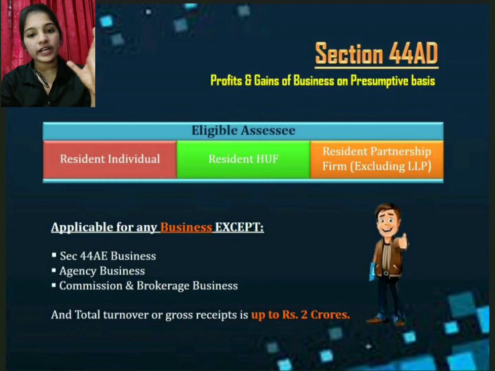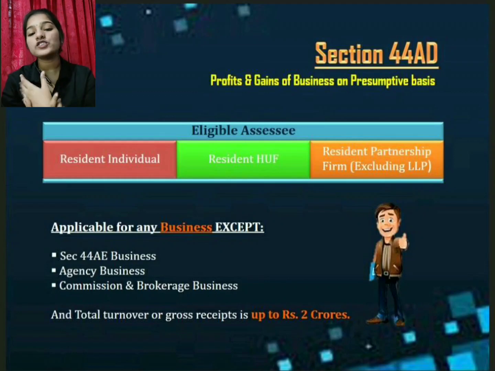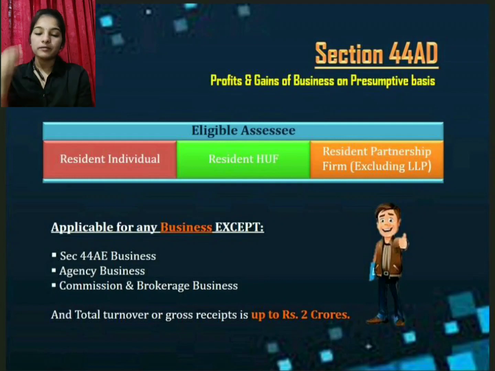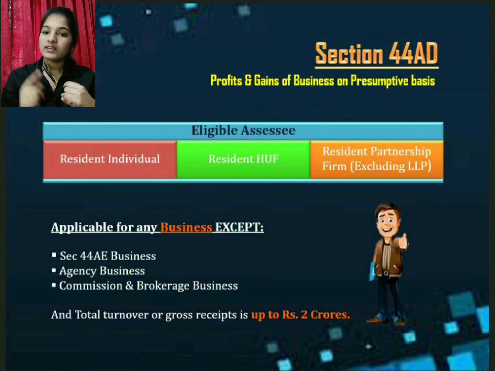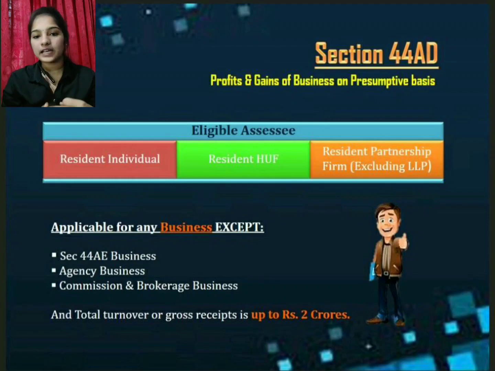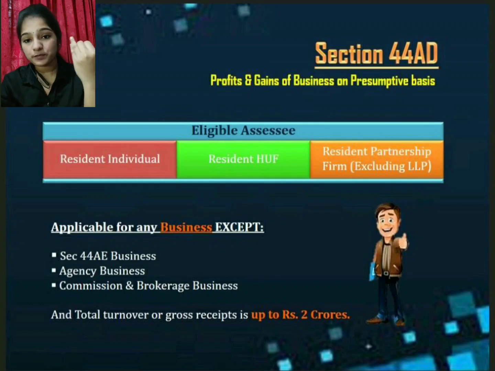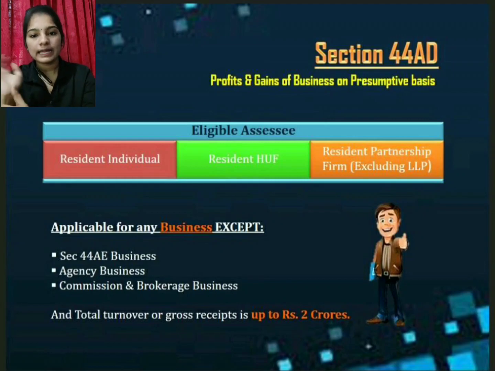First, Section 44AD. Section 44AD is a presumptive taxation scheme for businesses. This section overrides the whole chapter of PGBP. First, let's understand who is the eligible SSE for Section 44AD. Every resident individual, resident Hindu undivided family, and resident partnership firm other than a limited liability partnership is an eligible SSE. That is, every resident individual, resident HUF, and resident partnership firm other than an LLP is eligible to opt for Section 44AD.